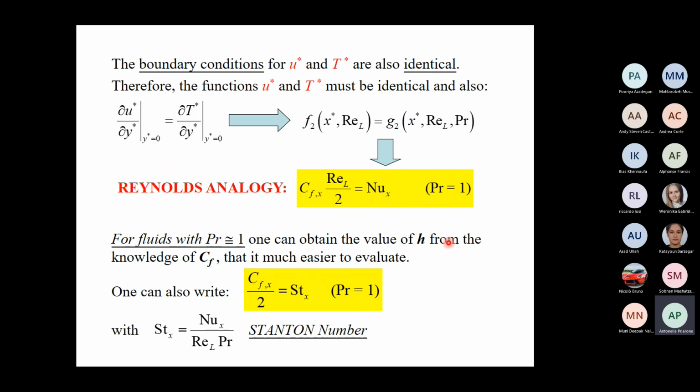I can write it in another way by introducing another number. So the Reynolds analogy is frequently written in this way, by using the so-called Stanton number. The Stanton number is nothing else than a combination of other dimensionless numbers. So the Stanton number is the Nusselt number divided by the Reynolds and Prandtl numbers. Using the Stanton number, I obtain this new expression for the Reynolds analogy, but it is exactly the same. Okay, is it clear for all of you?